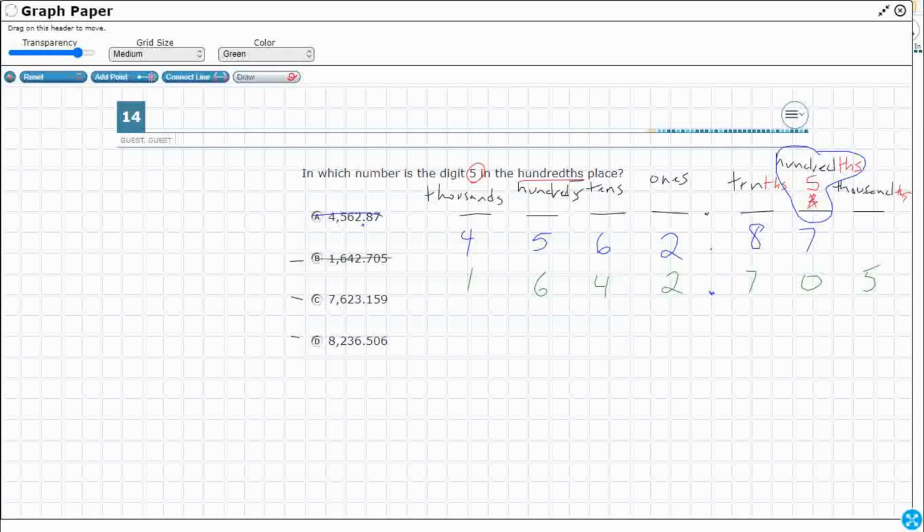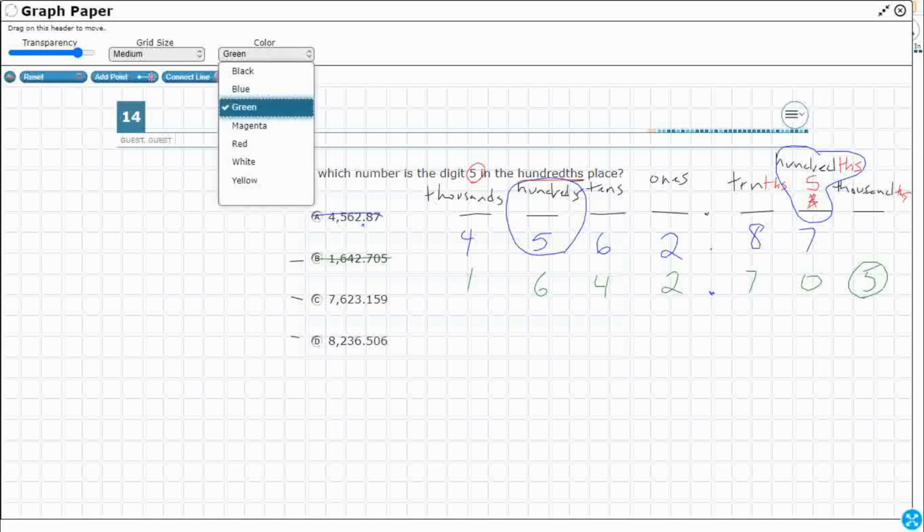Take a look at what's wrong with A. Did you notice that A had a 5 in the hundreds place? But I don't need the hundreds, I need the hundredths. So 5 is in the wrong spot in A, because it's in the hundreds. And then I've got my B, 5 is in the thousandths, so it's right next door to the hundredths, still wrong spot. All right, so let's see what happens if we do this third one.